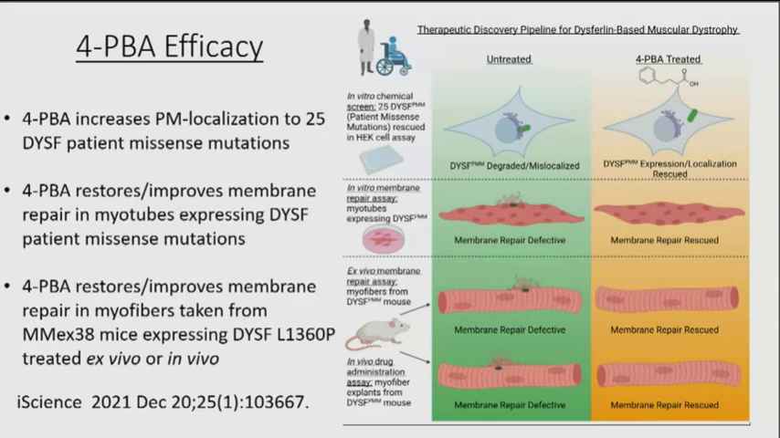Not only did it get the mutations to the membrane surface, one of the strongest hits we got was to a mouse model that Simone created of a missense mutation in Dysferlin. Using this mouse model, we were able to dose the animals with 4-PBA and examine their ability to repair muscle. Both in explanted muscles that we treat in petri dishes and from mice that were given 4-PBA, we could see restoration of membrane repair in a number of these mutations.